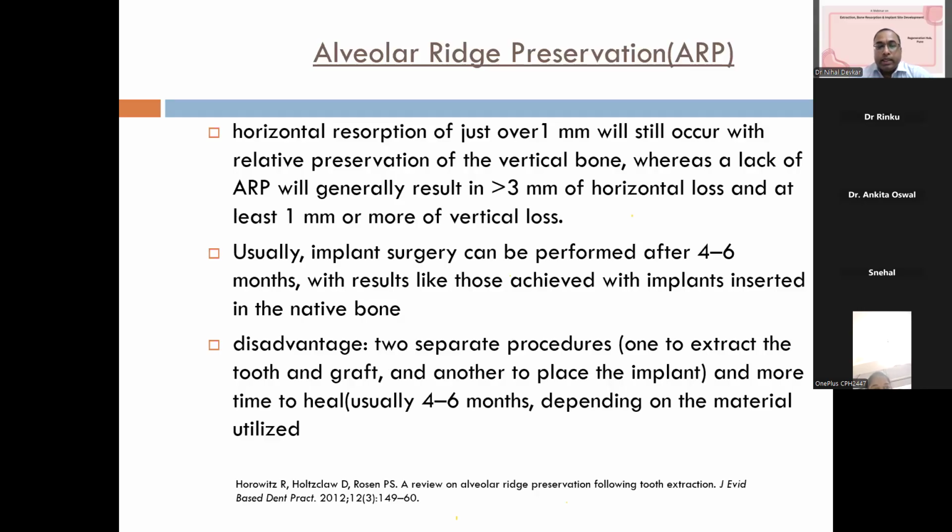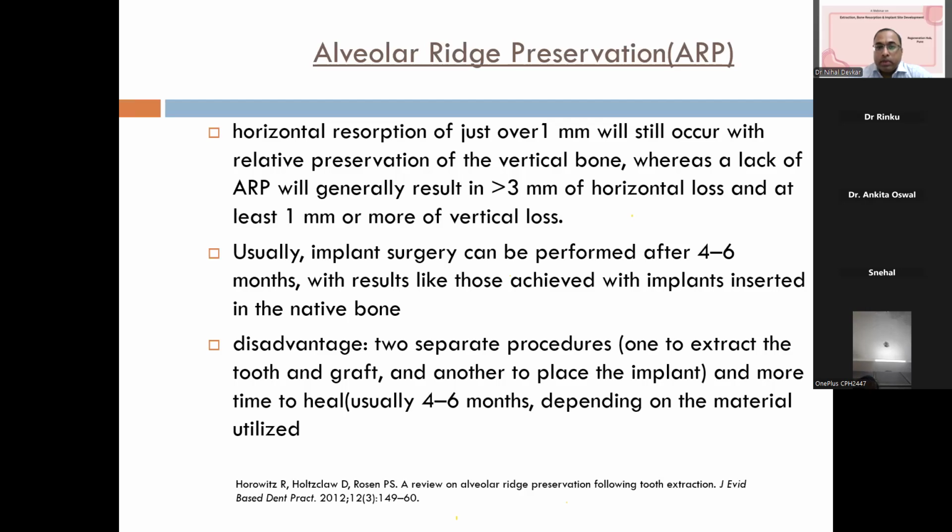Few more studies and their conclusions. They have shown that horizontal resorption of just over 1 millimeter will still occur with relative preservation of the vertical bone, whereas without socket grafting, that also has been studied, it will result in more than 3 millimeters of horizontal bone loss and at least 1 millimeter of vertical bone loss.